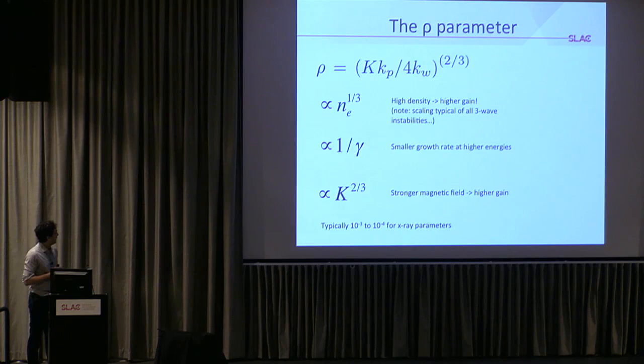And last, you have a K to the 2/3. And again, this is the same argument I just made. K goes into your transverse velocity. So it's essentially a measurement of the coupling between the electrons and the field. So bigger K gives you a higher gain. And like I said, this is a small number, right? So for typical X-ray FELs, based on current technology, we haven't found any amazing way of having beams that are 100 times brighter than they are now. So with the beam brightness we have now, rho is typically 10 to the minus 3 to 10 to the minus 4, depending on the specific energy you're working at.